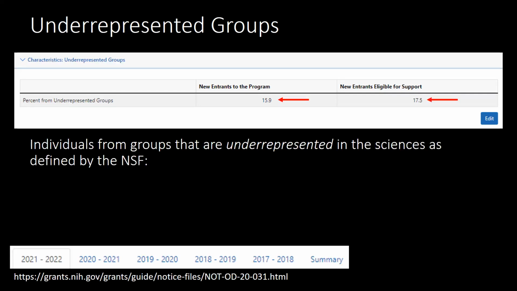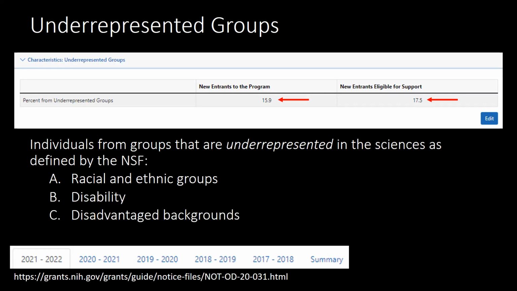So the one thing that I found really interesting is the underrepresented groups. It's defined by NSF, and NIH put a NOFO, or whatever you call it, a FOA out about this. But I think a lot of people are not necessarily familiar with what an underrepresented in sciences group is. So I wanted to go over that. I went over this during our training tracking session, but I wanted to repeat it again. There's 3 groups. A is your racial and ethnic groups. B is by disability. And then C is disadvantaged backgrounds.